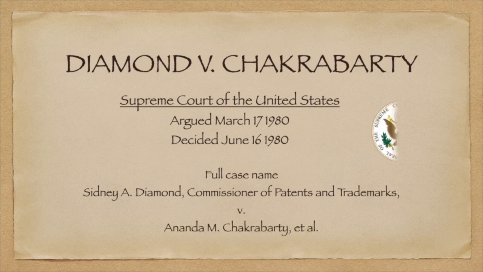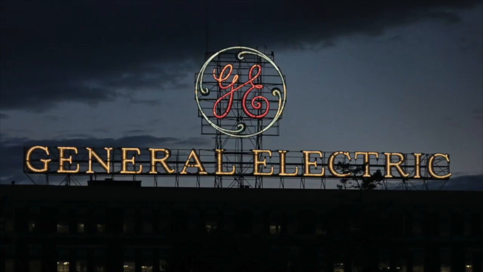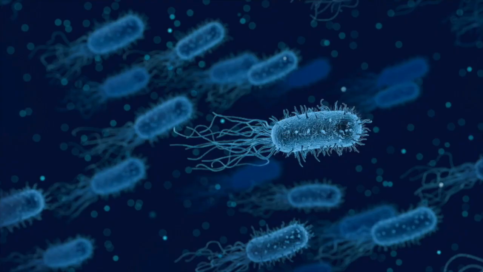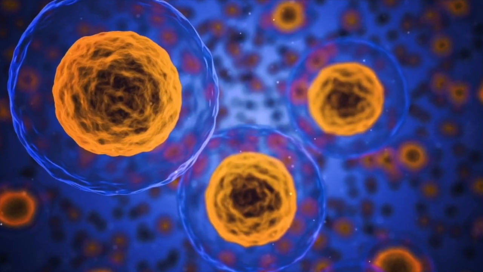So we'll see the case of Diamond versus Chakrabarty. In this particular case, A.M. Chakrabarty was a genetic engineer. He was working for the company General Electric. He developed a bacterium which had the capacity to break down crude oil.